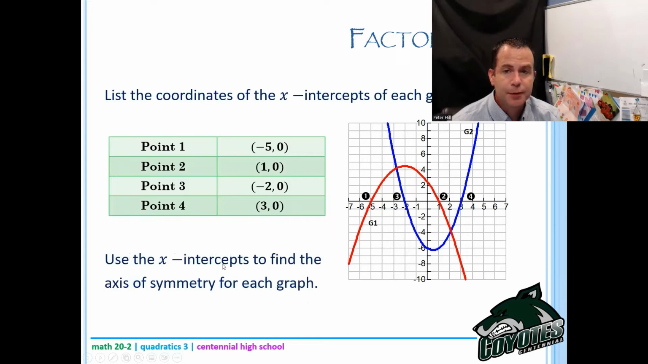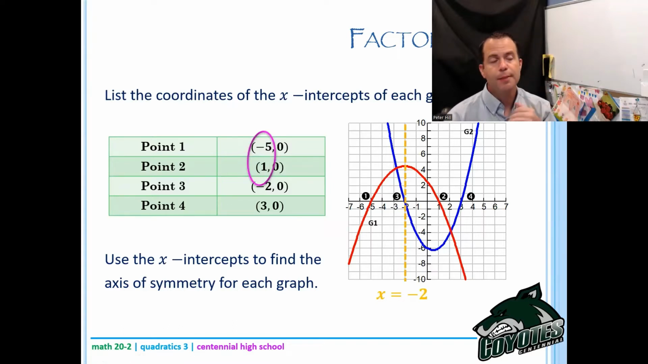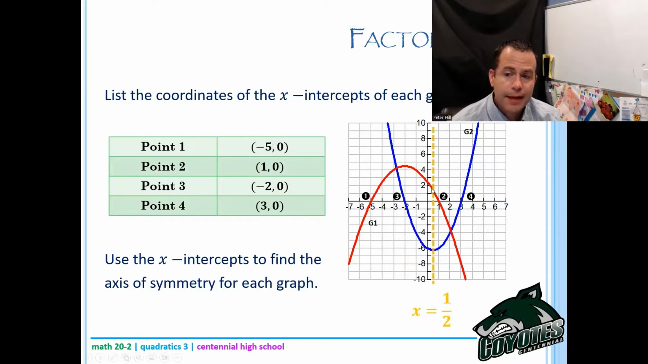Use the x-intercepts to find the axis of symmetry for each graph. Okay, so here's what I need you to see. Let's just pick on graph 1 for a sec. The axis of symmetry is right there. And I know that I have an x-intercept at -5 and at 1. So my question to you is, how could I use -5 and 1 and arrive at this value here of -2 for the axis of symmetry? What I want you to see there is it's the average. Okay, so to get that x equals -2, I would need to go -5 plus 1. -5 plus 1 is -4, and then divide by 2. Remember, when you're calculating the average of something, you add everything together and then divide by the total amount of items that you added. In this case, there's only 2 items, so I'm dividing by 2. Then this one is x equals 1/2. This is the axis of symmetry for the blue graph that I've shown you here.